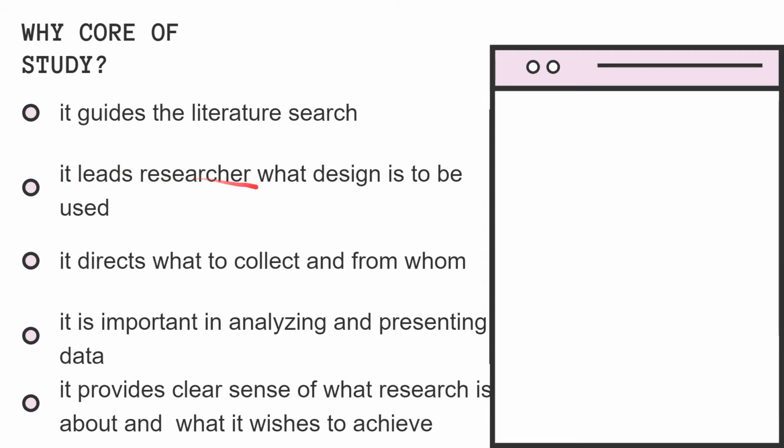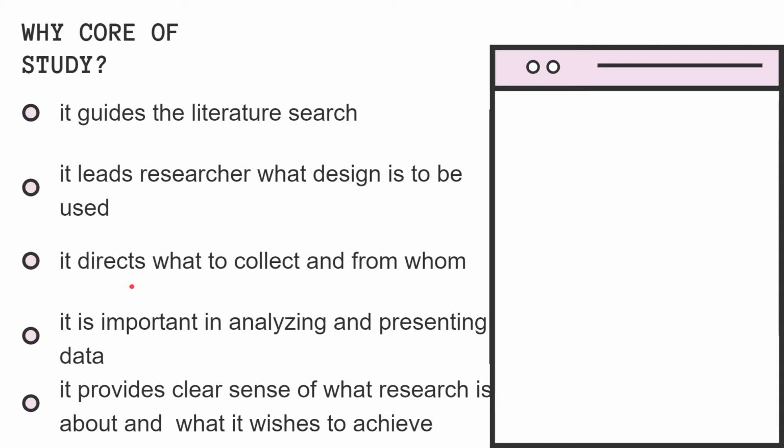Next, it leads researchers to what design is to be used. So when we say design here, we are referring to the research design. So that is part of the importance of the research question. This will also define what research design the researchers are going to use.